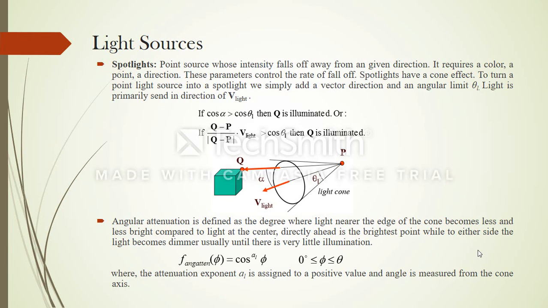Angular attenuation. Angular attenuation is defined as the degree to which light nearer the edges of the cone becomes less and less bright compared to the light at the center.